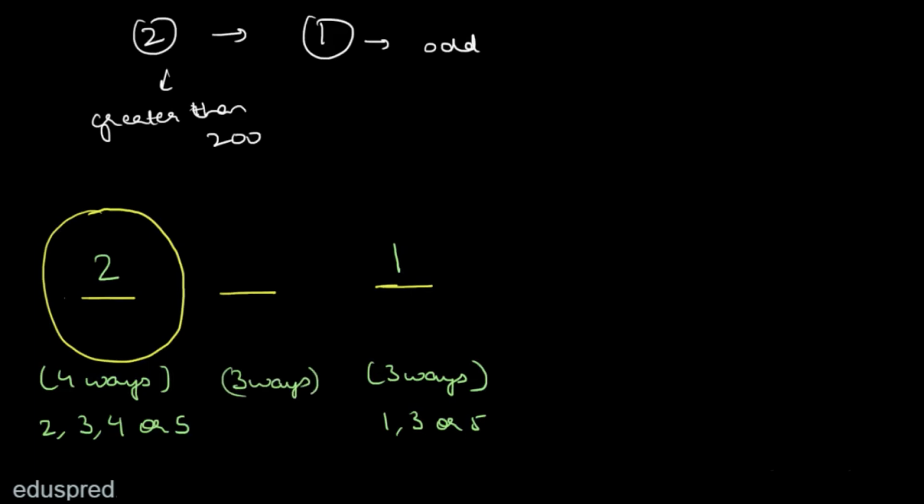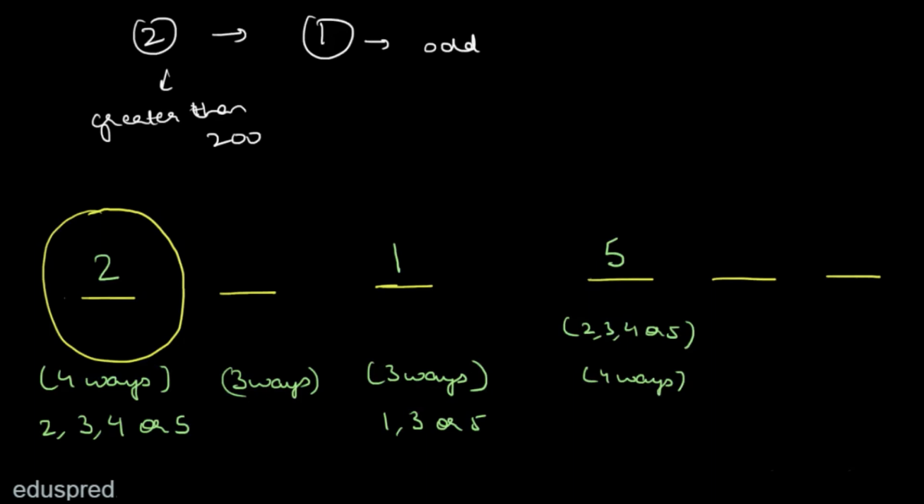Okay. Now let's do one more exercise, and now we will take some different numbers. So once again, let us create 3 slots. And let's start with the second condition, which says that the number should be greater than 200. So that means this place can have 2, 3, 4 or 5. So there are 4 ways to fill this place, and for the sake of example, let's say that we are filling this place with the number 5.